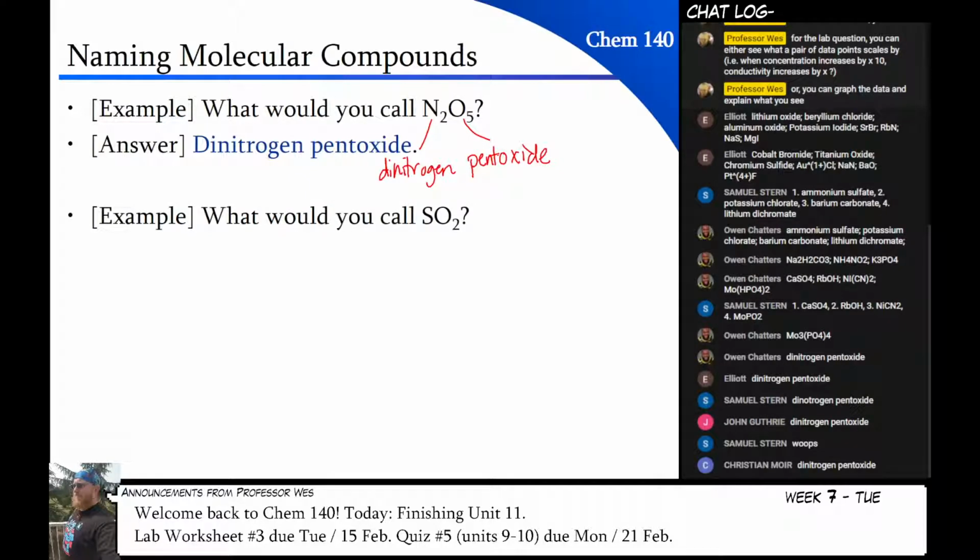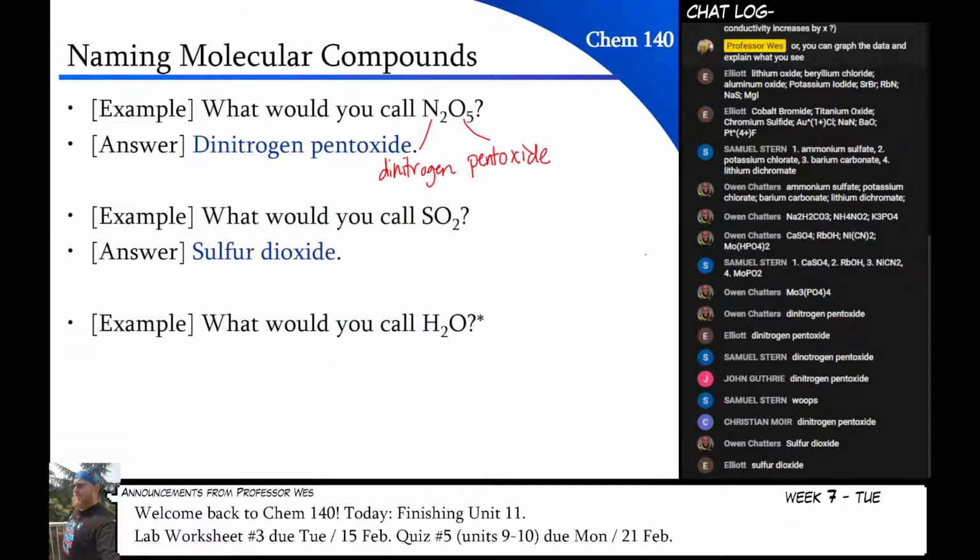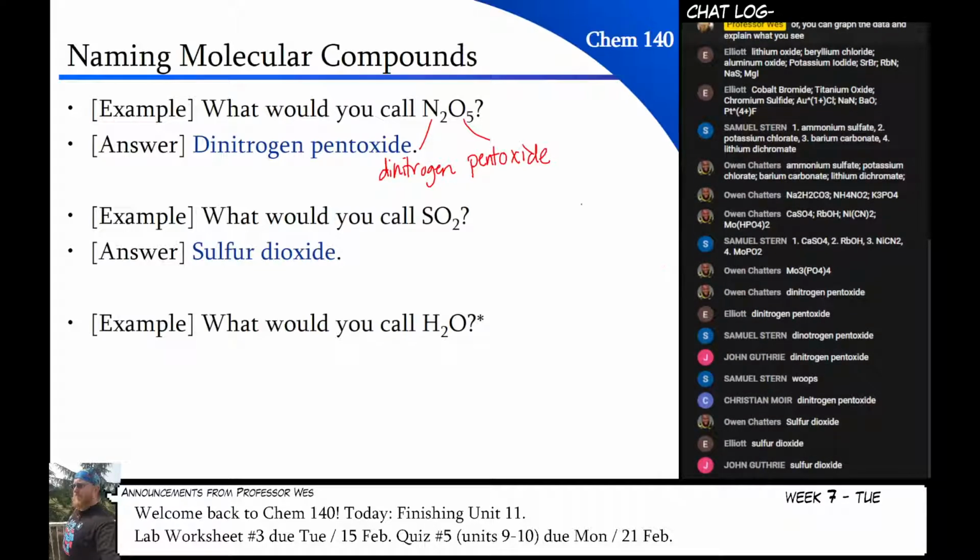How about this one? What would I call this? I'm muted. I'm just sitting here talking. Sorry. So very good. Sulfur dioxide. What is this? But you can't call it water. It's not water anymore, right?